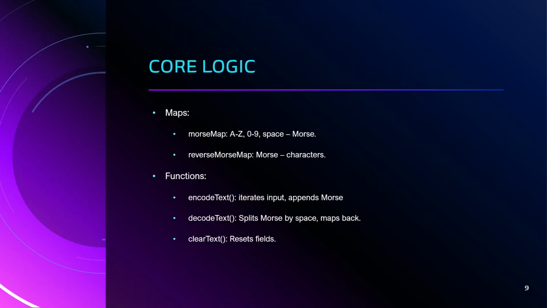What was the core logic? We used Morse map for the letters A to Z, numbers 0 to 9, space Morse. In the reverse Morse map, we use the Morse characters, which are dots and dashes. What functions did we use? We use encode text, iterates input, appends Morse. We also use decode text, which splits Morse by space, maps back, and then clear text resets the fields.